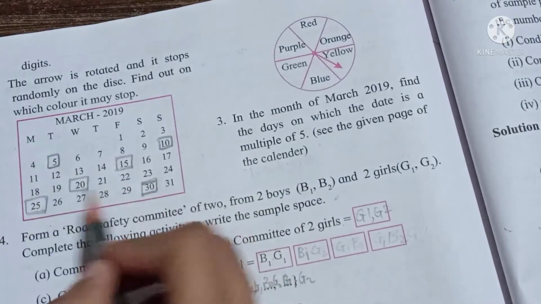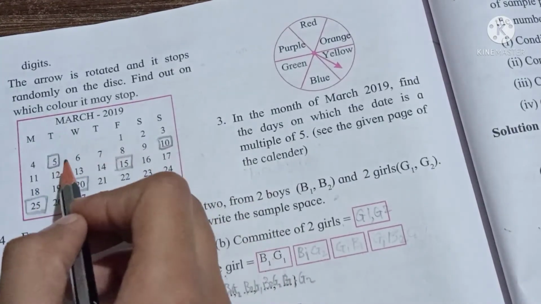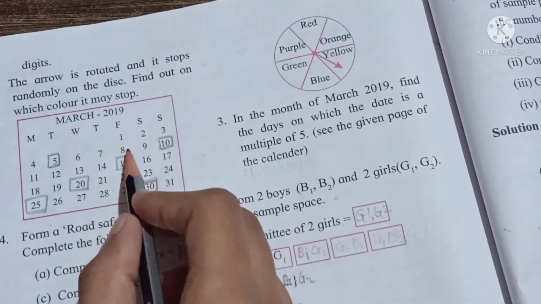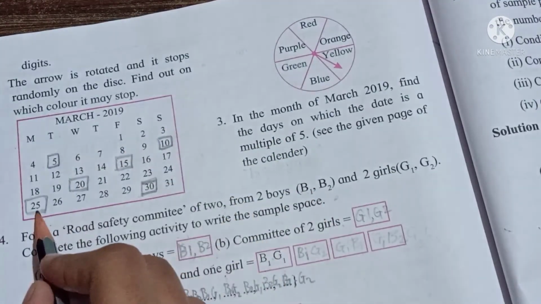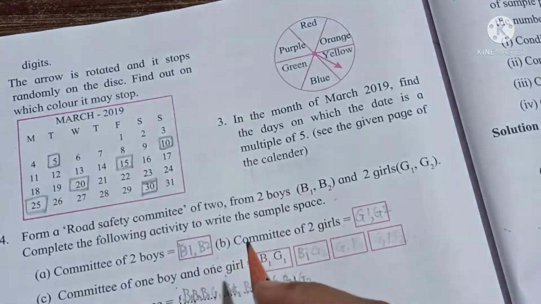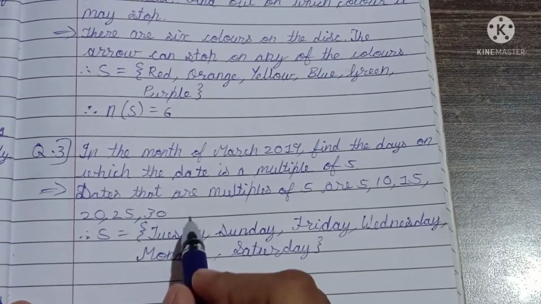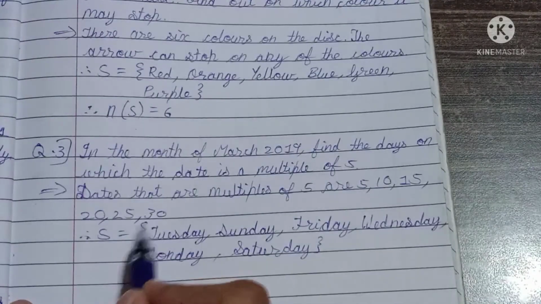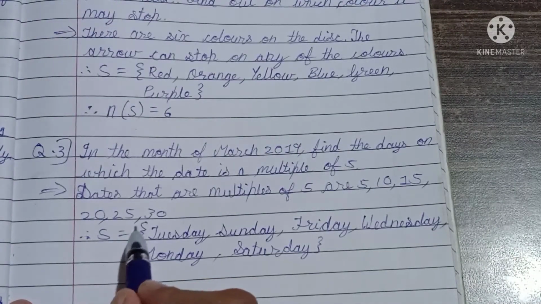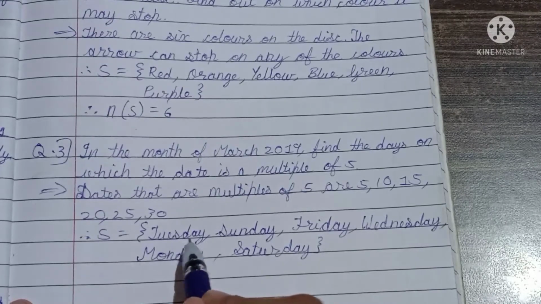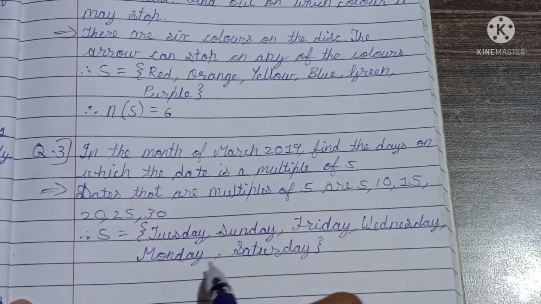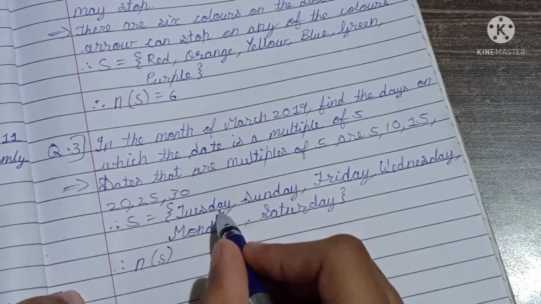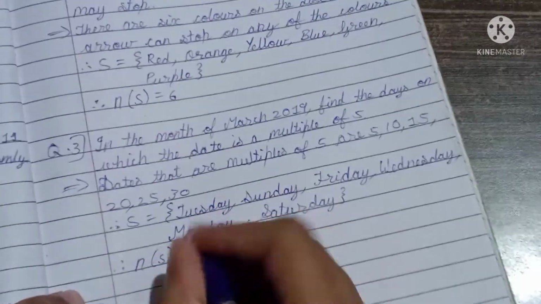So now we will note down on which day this date comes. Like 5 comes on Tuesday, 10 comes on Sunday, 15 on Friday, 20 on Wednesday, 25 on Monday and 30 on Saturday. So in the solution we will write dates that are multiples of 5 are 5, 10, 15, 20, 25, 30. Therefore sample space is represented by writing elements in the curly bracket as Tuesday, Sunday, Friday, Wednesday, Monday, Saturday. Therefore n of S we will get 1, 2, 3, 4, 5, 6.